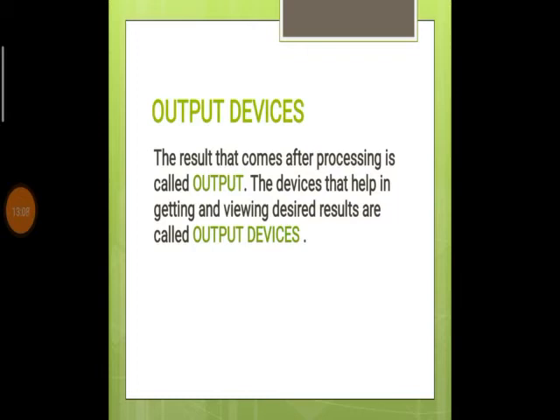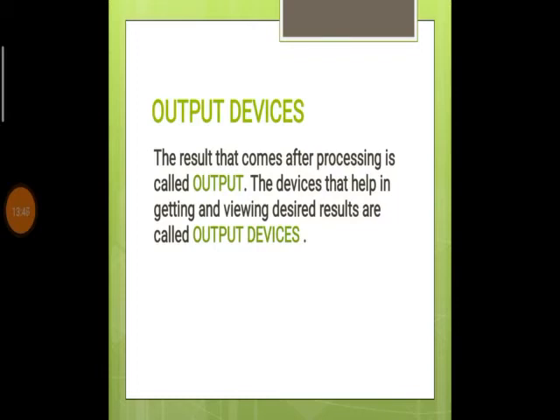So first we will talk about output. What does output mean, or what is the meaning of output? Output means the result that comes after processing. The result that comes after processing on an input is called output.